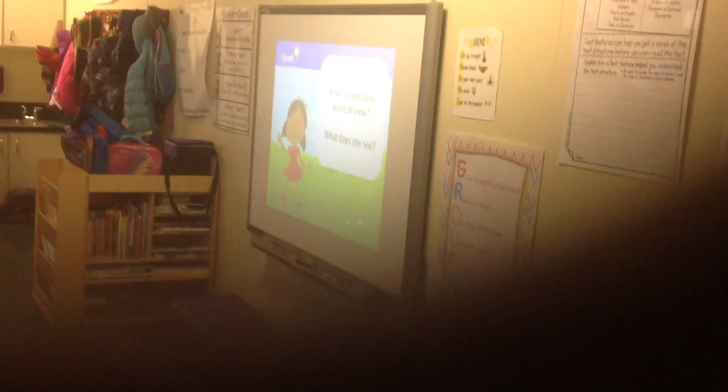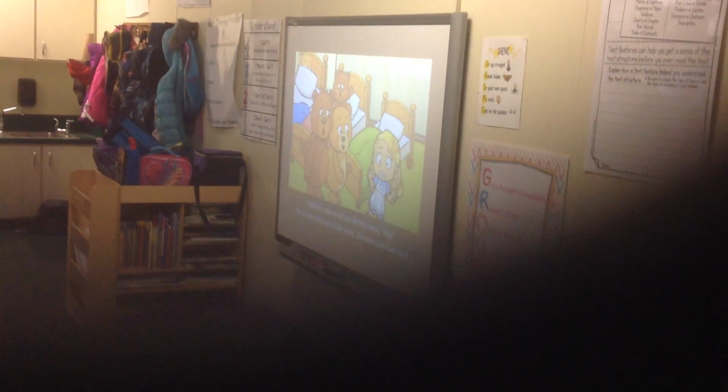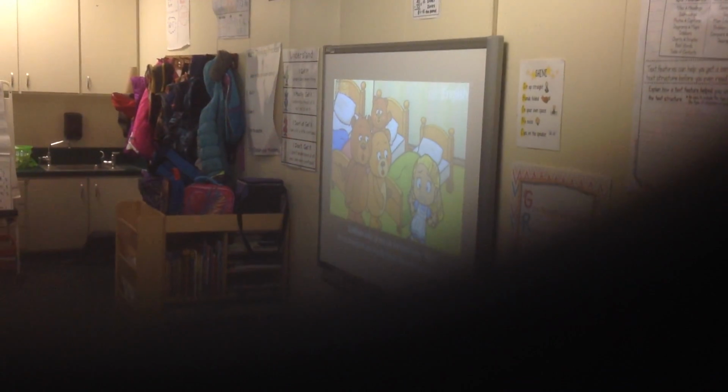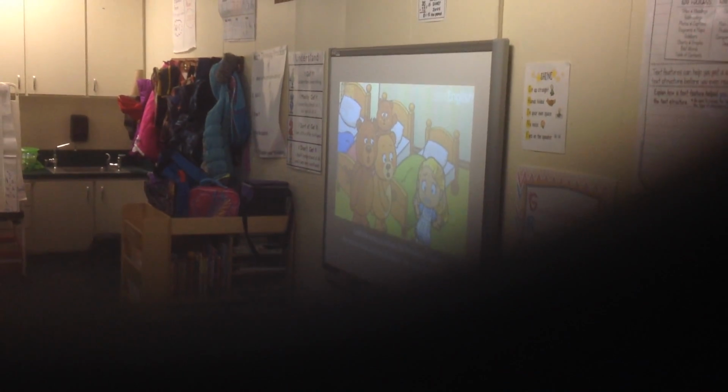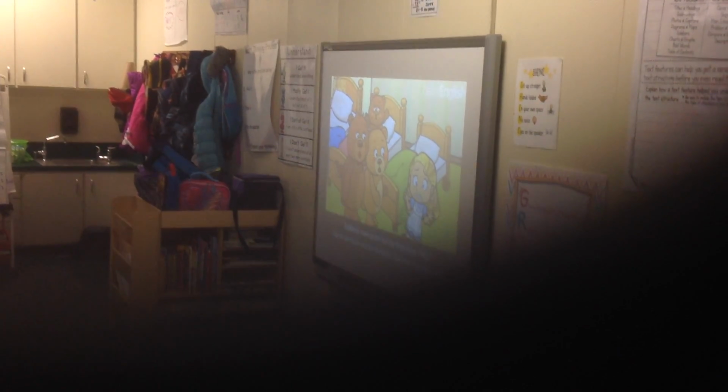Now, from Goldilocks' point of view, what does she see? Well, when she woke up, she was so scared. She saw three bears. She yelled out and she ran out of the house. We can see at this part of the story, both the characters have very different points of view. They're seeing the events in two different ways.